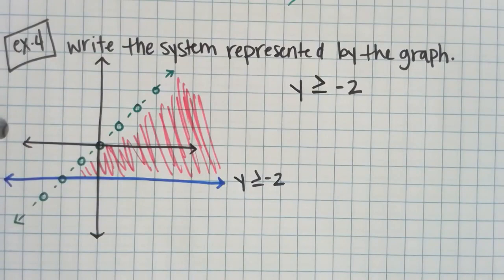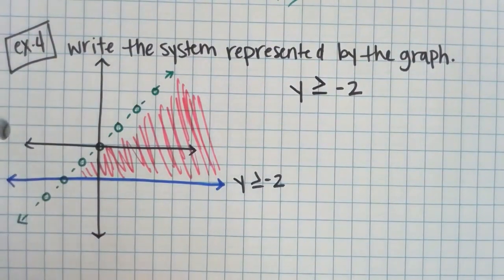So what would it be if it were less than? Then it would be shaded under here, right? Because then the origin would not be part of it.